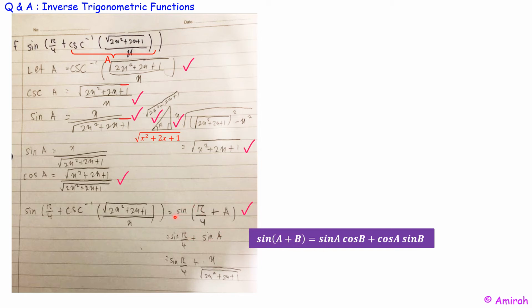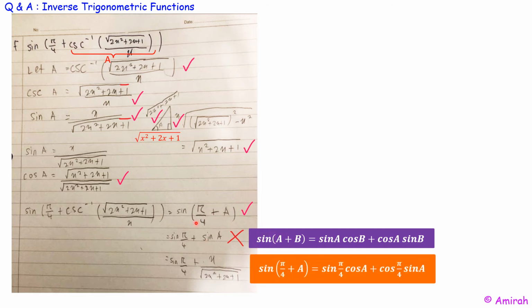We cannot expand sin pi over 4 and then plus sin A. Okay, yang ni salah ya. Right. So, yang ni kalau kita compare, A kita equals to pi over 4 and B equals to A. So, formula ni akan jadi sin pi over 4 cos A plus cos pi over 4 sin A. Okay. A kita sekarang adalah pi over 4 dan B kita sekarang adalah A. Right?